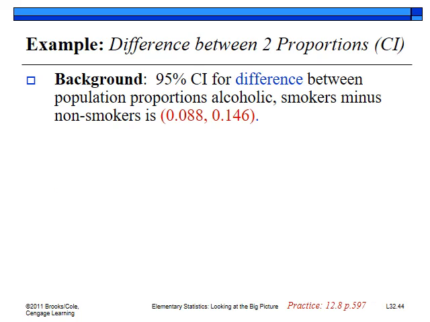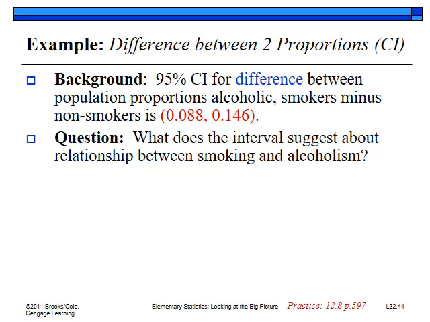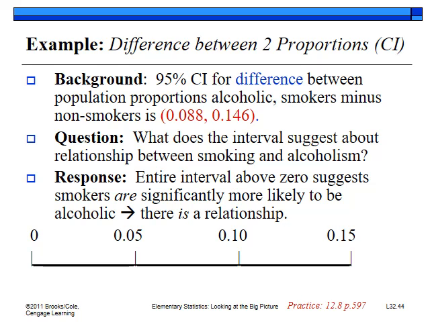We can also look at the difference. So the 95% confidence interval for the difference between the population proportions, that's alcoholics, smokers minus non-smokers, we get 0.088 to 0.146. So what does this say? Well, the entire interval is far to the right of 0. If the population proportions were the same, the difference between them, when you subtract, would be 0. But 0 is not anywhere close to this interval. That means there is a relationship.